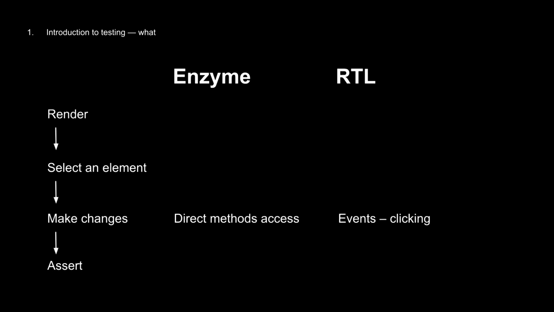Making changes in Enzyme is one of the key actual differences. And this is what makes Enzyme more complicated to learn, because Enzyme works in a way that it directly accesses the component instance. So you will have access to the prototype of the component, and you are expected to make some manipulations on this component instance and run functions directly. React Testing Library, however, handles all the events and changes by clicking through your application, so it kind of replicates the user behavior.